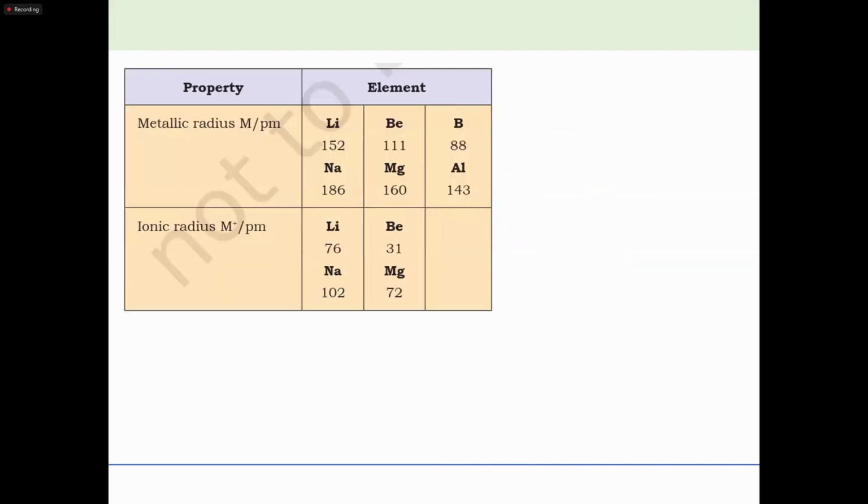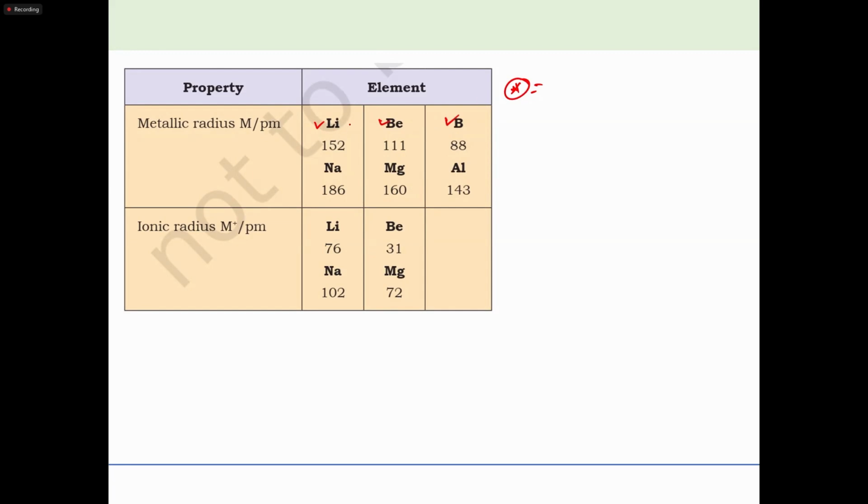Another thing we have to know is the anomalous properties of the second period elements. This is a very interesting thing. What are we talking about here? I am writing here: anomalous properties of the second period elements. The second period elements are lithium, beryllium, boron.